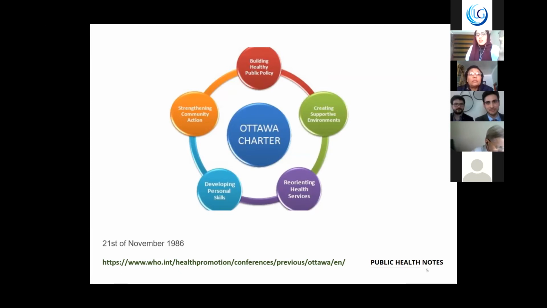This means how we can empower the community to take action regarding certain health issues, like an organization that supports HIV patients or other minority groups in the community. The fourth action area is reorienting health services, which is related to the healthcare setting and how it provides the necessary services to enhance individual skills and control risk factors such as diabetes.